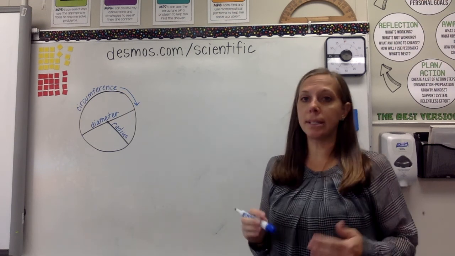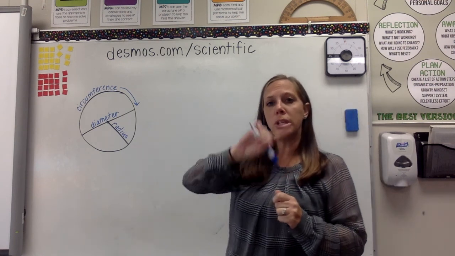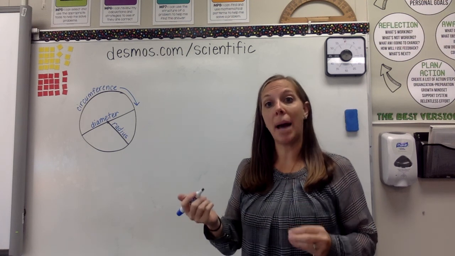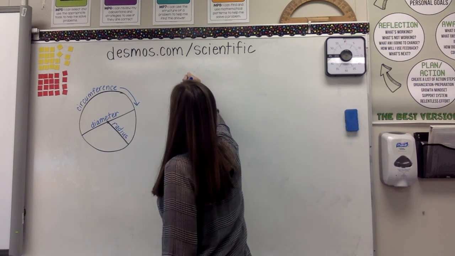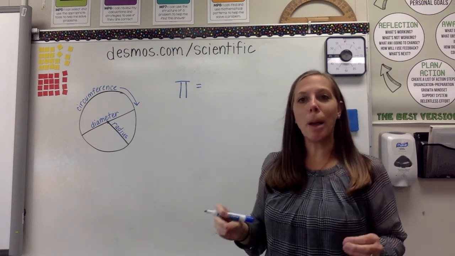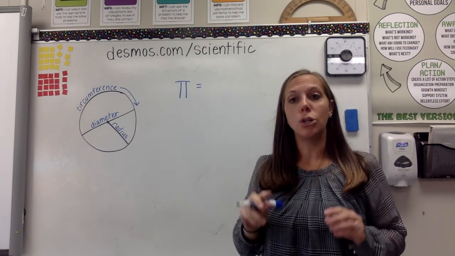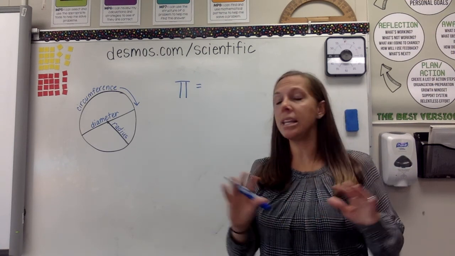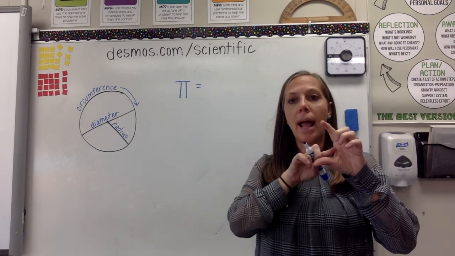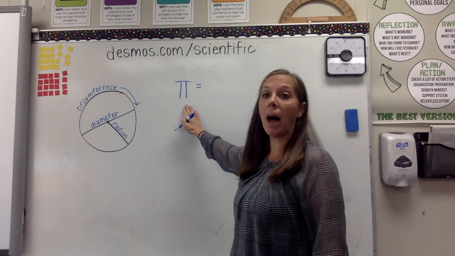So circumference gets a little tricky because I can't use a ruler to measure the distance around a round object. I have to use something called pi. Pi is this lovely little symbol here, and it represents the ratio of the circumference of a circle to the circle's diameter. Any circle in the whole world, if you take its circumference, so around it, and divide it by the diameter, the distance across, you will get this value of pi.